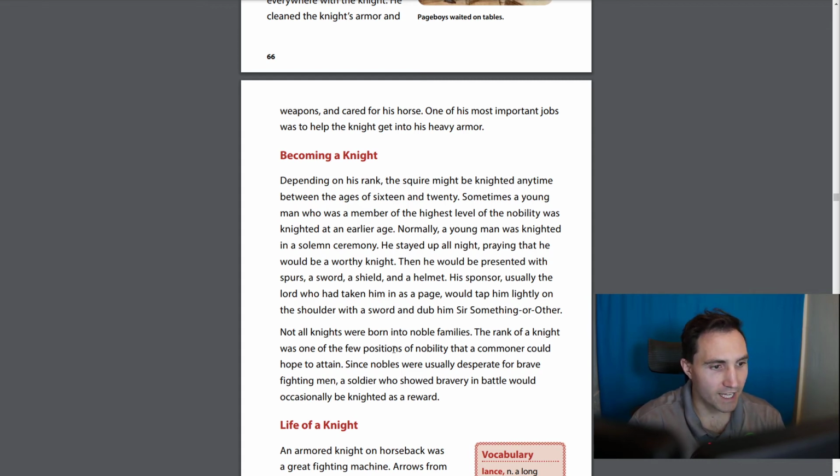So, not all knights were born into noble families. The rank of a knight was one of the few positions of nobility that a commoner could hope to obtain. Since nobles were usually desperate for brave fighting men, a soldier who showed bravery in battle would occasionally be knighted as a reward.